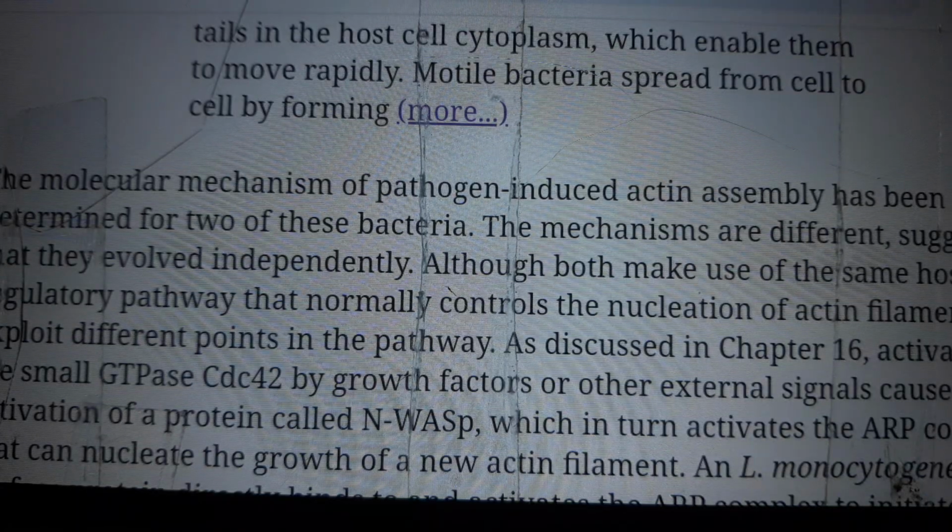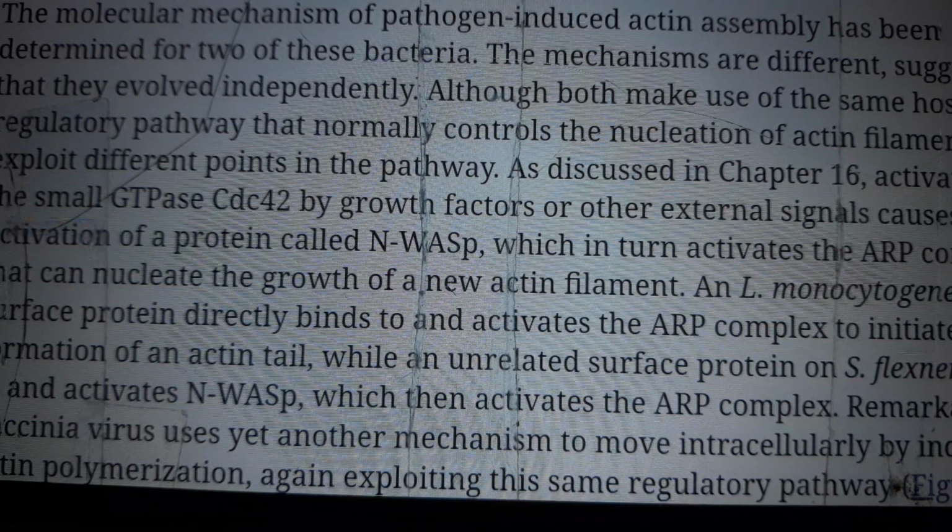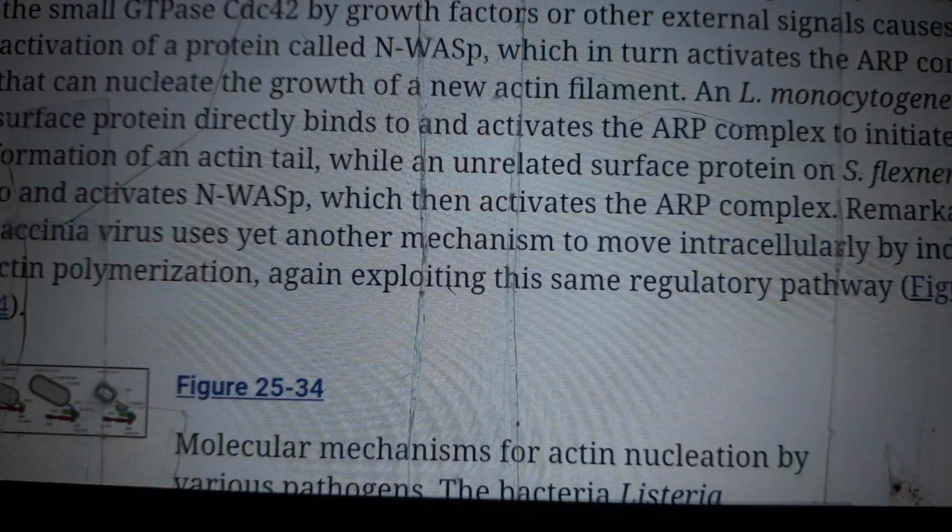The molecular mechanism of pathogen-induced actin assembly has been determined for two of these bacteria. The mechanisms are different, suggesting that they evolved independently, although both make use of the same host cell regulatory pathway that normally controls the nucleation of actin filaments. They exploit different points in the pathway, as discussed in the chapter.